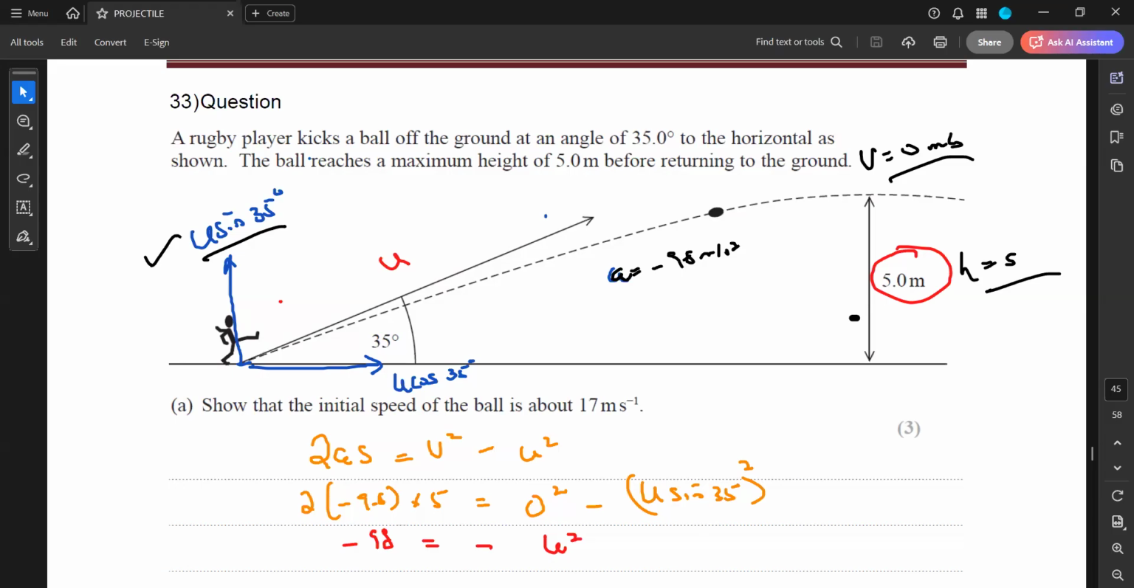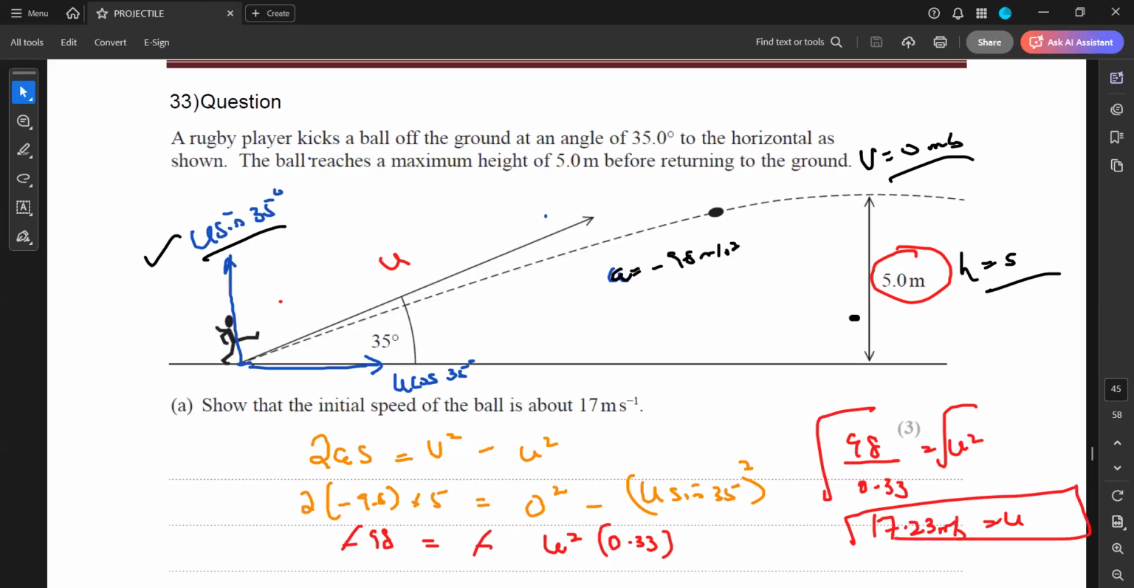It is 0.33. So 0.33 is multiplied on the other side. The negative will cancel with the negative. 0.33 is multiplied on one side, so on the other side it is divided. So 98 divided by 0.33 is u squared. But you need u, so we'll take a root. What's the answer? The square root of 98 divided by 0.33 is 17.23. So that is what we had to show. The initial or launching velocity is 17.23, which is approximately 17.